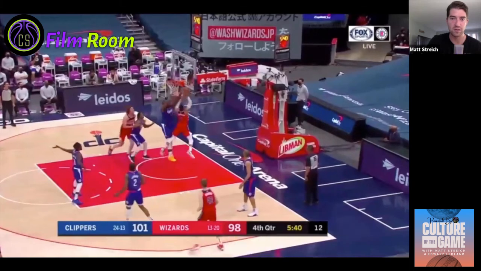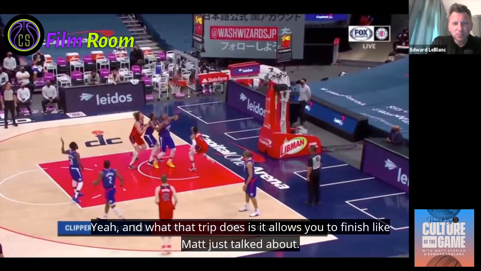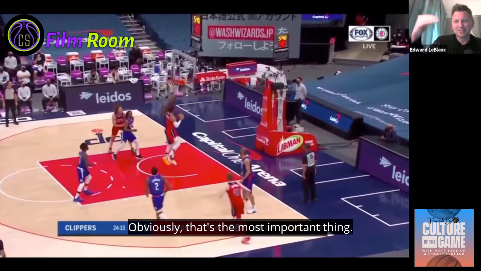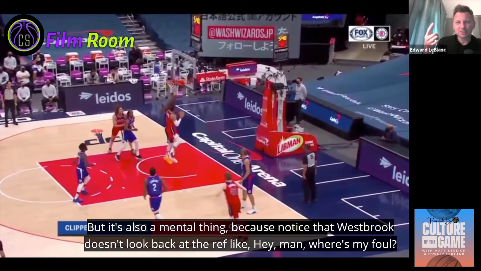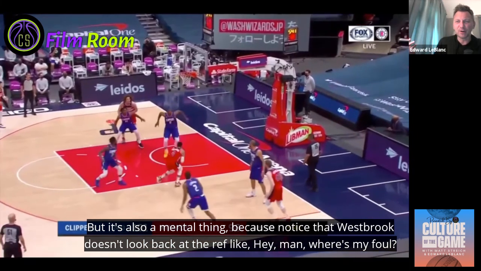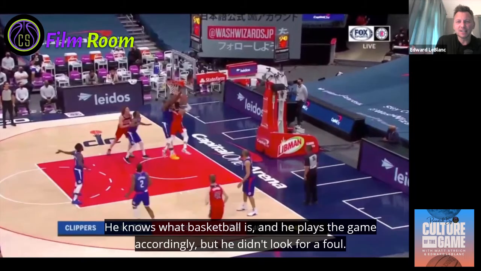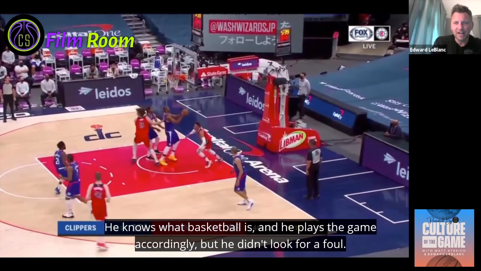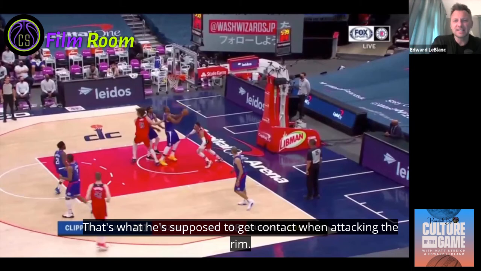Yeah, and notice what that strength does is, it allows you to finish, like Matt just talked about. And obviously that's the most important thing, but it's also a mental thing, because notice that Westbrook doesn't look back at the ref like, hey man, where's my foul? Like, he expects contact. He knows what basketball is, and he plays the game accordingly. He didn't look for a foul. That's what he's supposed to get, contact when attacking the rim.